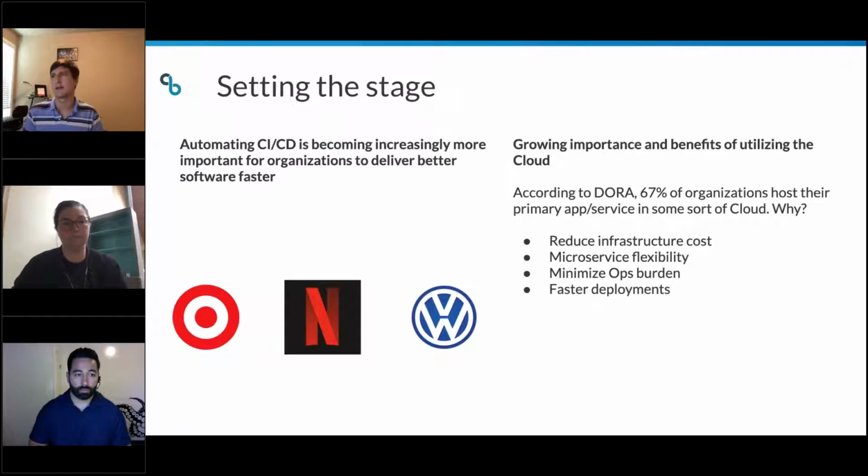It lets us understand how people are delivering their software today and how we can generate better business outcomes from that. Something that may be obvious to some, maybe not to others, is CI/CD and automation are becoming increasingly more important for organizations to deliver their software better and faster. And with that comes a growing importance and growing benefits of utilizing the cloud. We're seeing that 67% of organizations host their primary app or service in some sort of cloud.